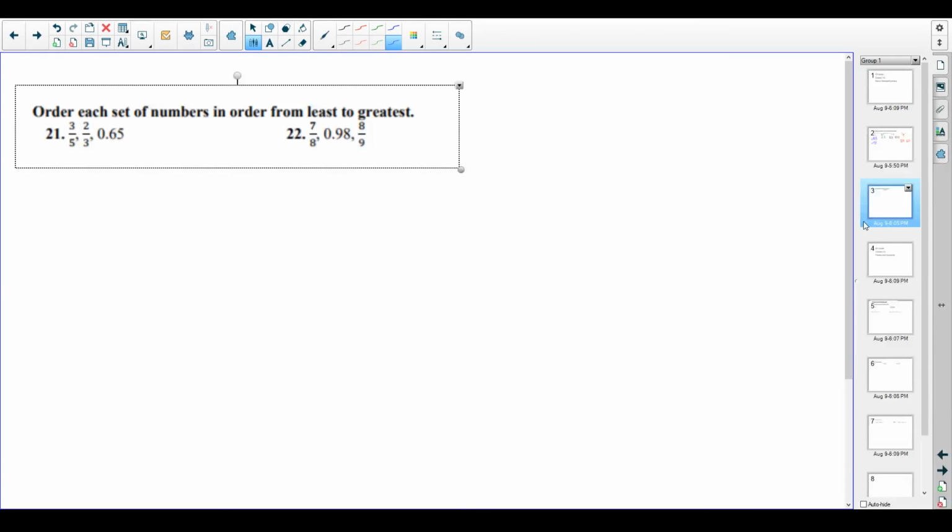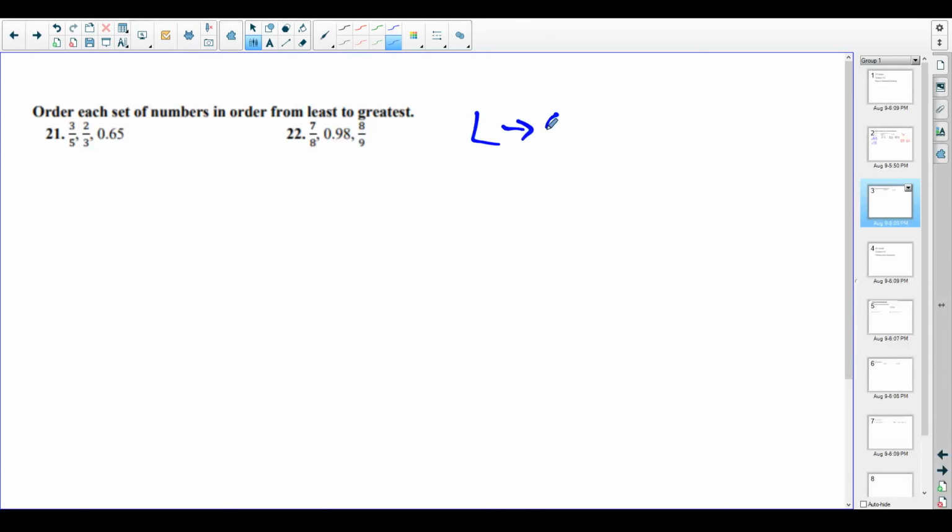Okay. So then it gets slightly more complicated. It says put the numbers in order from least to greatest so that we don't make a mistake at the end. We're going to put L to G real big so we don't forget that's the order we want, least to greatest, smallest to biggest. And if there are multiple numbers, 99% of the time your best bet is to change everything to a decimal.